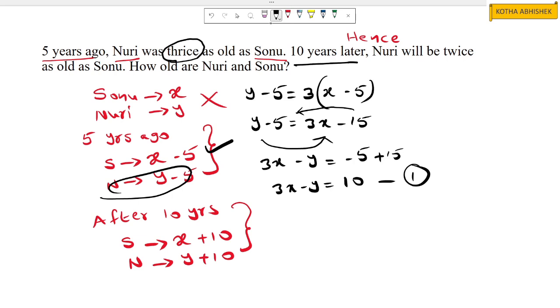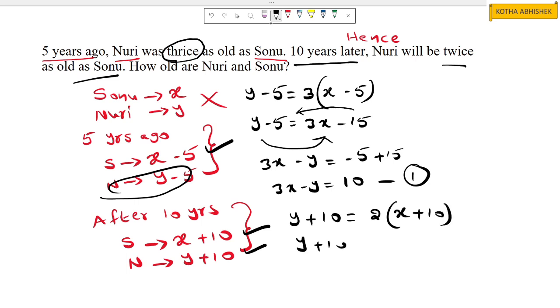Okay, now what he's saying then. 10 years later, Noori will be, so Noori is y plus 10. Y plus 10 will be nothing but equal to twice, 2 into, as old as Sonu will be. So Sonu is x plus 10. Now let us simplify this. Y plus 10 equals 2 into x, 2x, plus 2 into 10, 20. Y plus 10 equals 2x plus 20.